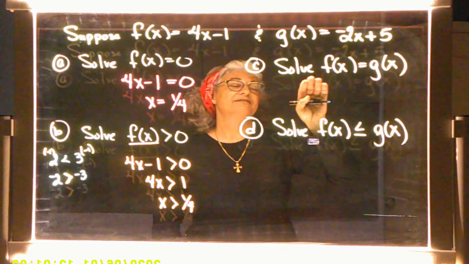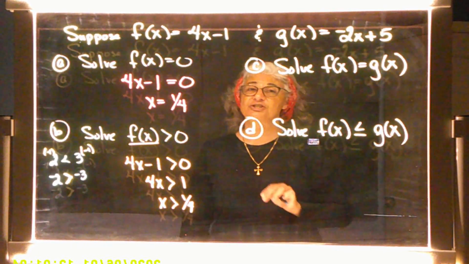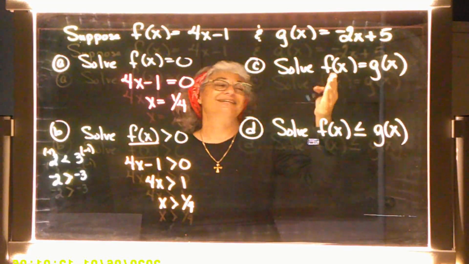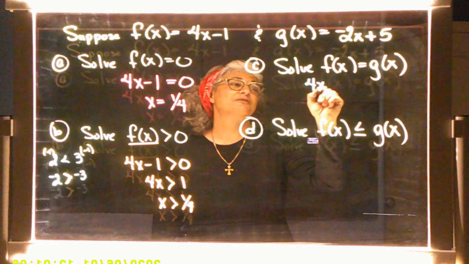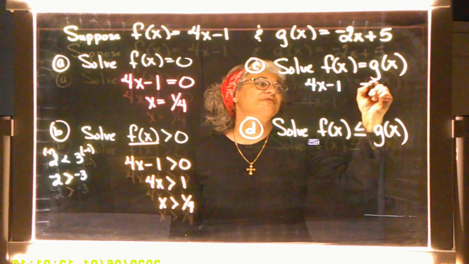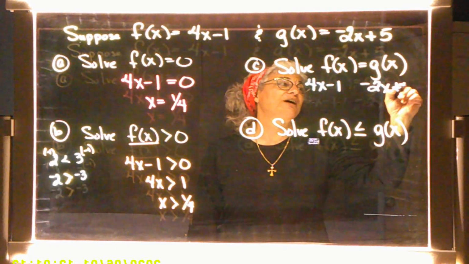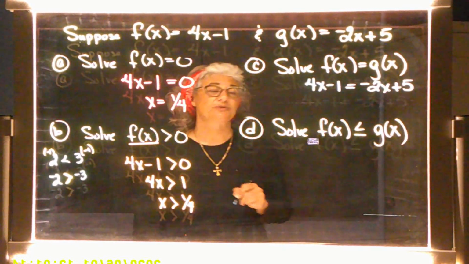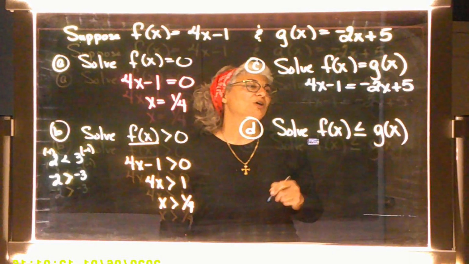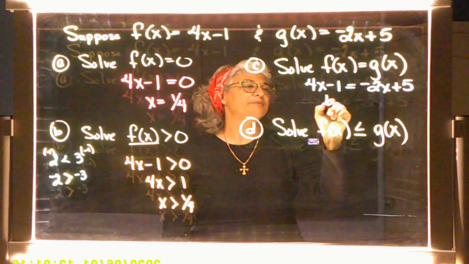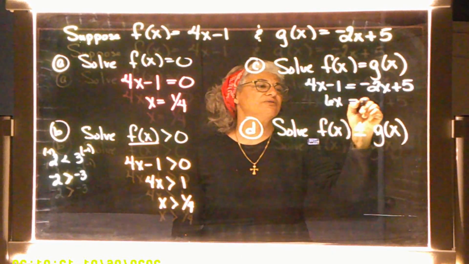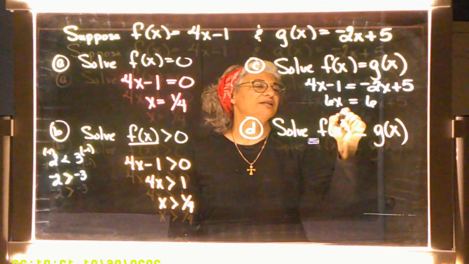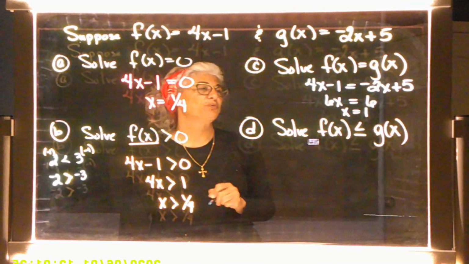All right. Let's take a look at part C. Part C says solve f of x equaling to g of x. Well, again, we know f of x is 4x minus 1. We know g of x is negative 2x plus 5, and they're supposed to be equal to each other, right? Okay, so I'm going to let 6x over here, 6 over here. Looks like on part C, x is equal to 1.